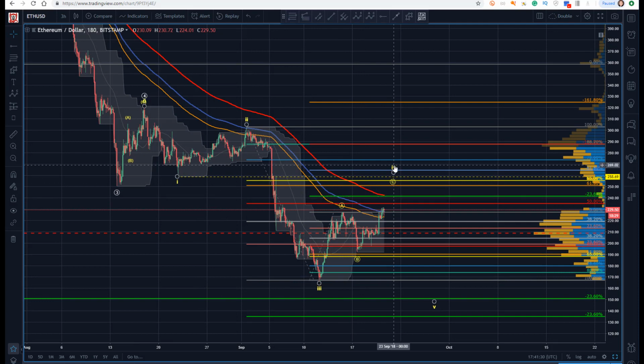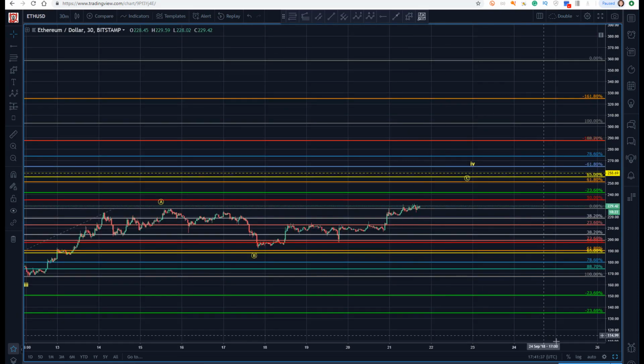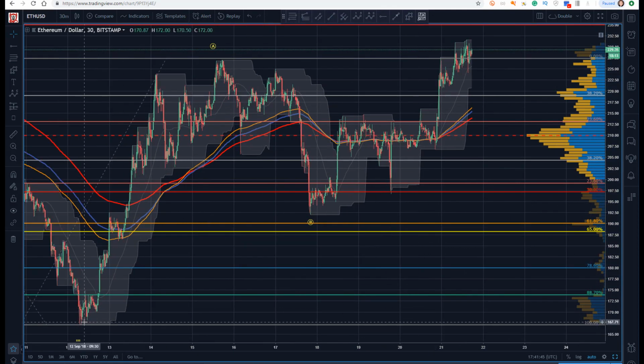Now here's our first target, second target up here, if we were to go that high. Let me go down. Let's go to a 30-minute. Okay, let's think about it. Is there a case to be made for the low to be in, which would have to be in over here?